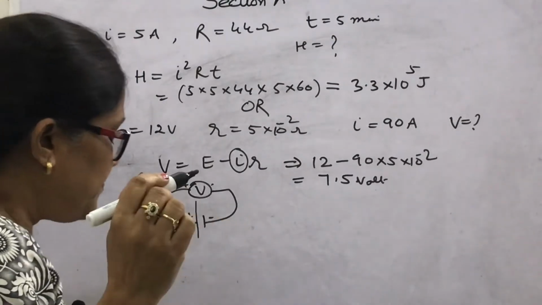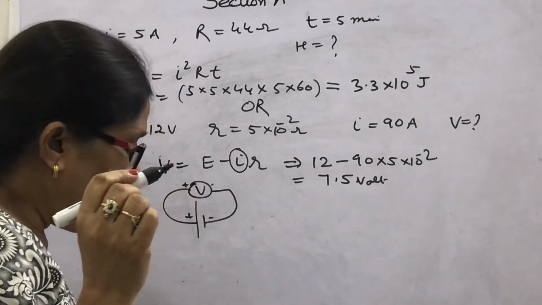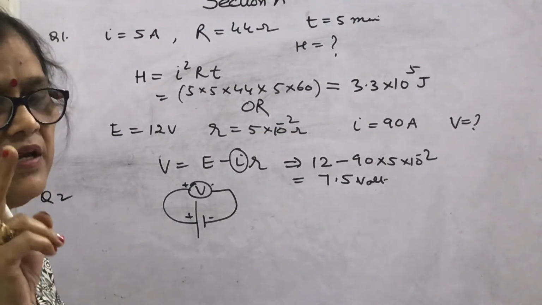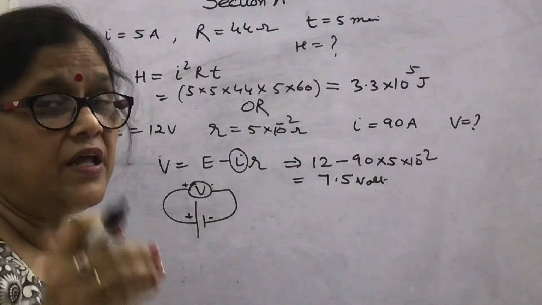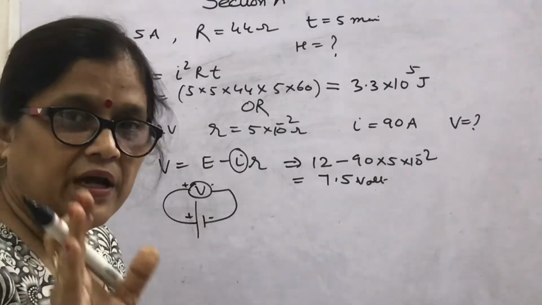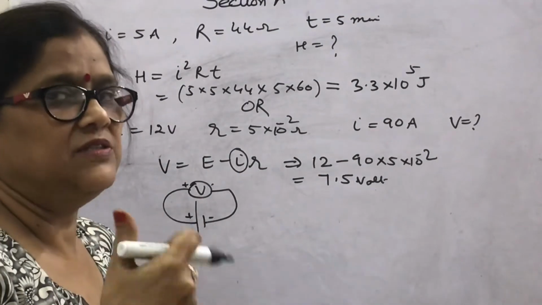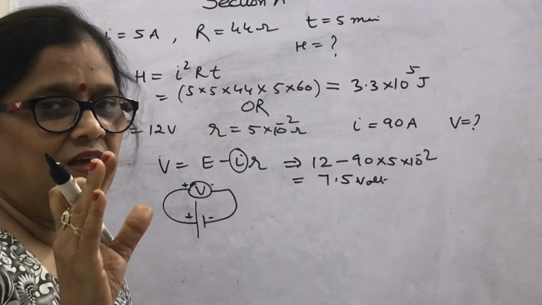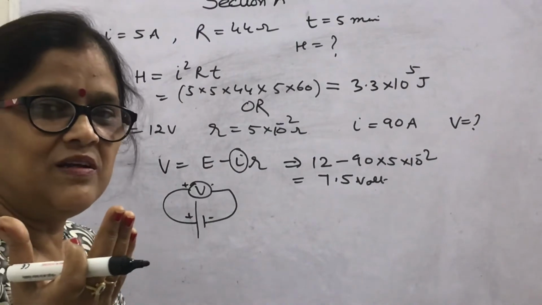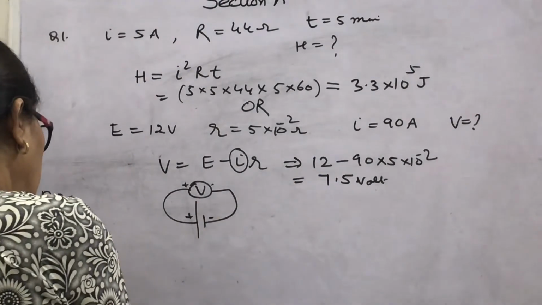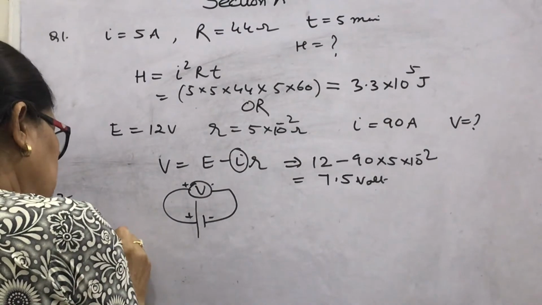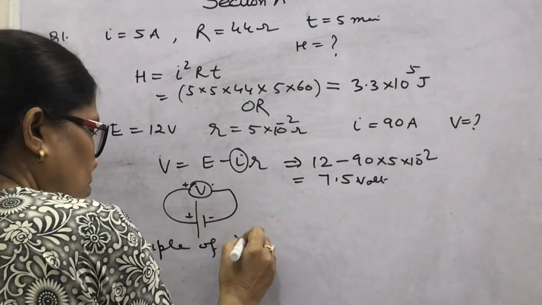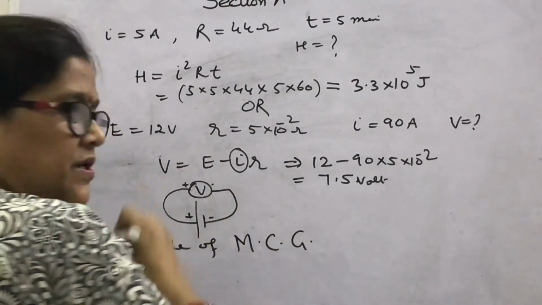Question number 3. Write the principle on which a moving coil galvanometer works. Simple one line answer. Whenever a current carrying coil is placed in a magnetic field, it experiences a torque. This line you have to learn. So this was the third question, the principle of the moving coil galvanometer. Okay.